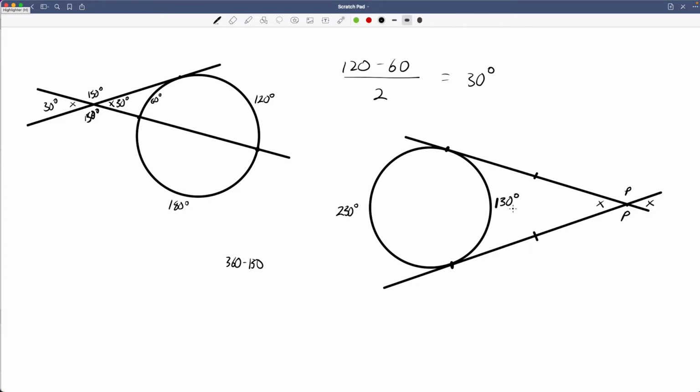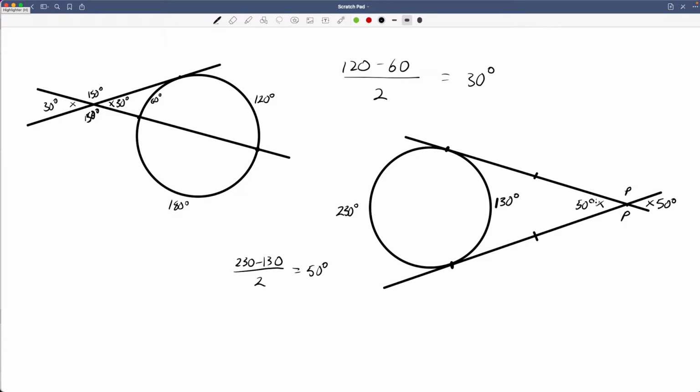Now we have the two arcs. We have the bigger arc and the littler arc, the major and the minor. So now we're going to take that and we are going to say 230 minus 130. It is the same formula. If it crosses outside, it doesn't matter if it's secants or tangents. If it's outside, it is going to be subtraction. So 230 minus 130 divided by 2, that's going to be 100 divided by 2 is 50 degrees. So x is going to be 50 degrees. This is 50 degrees over here.